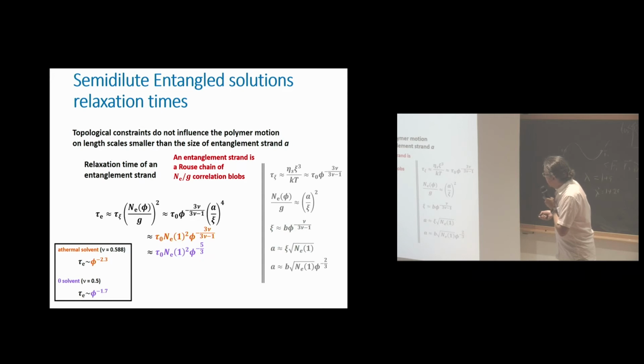To have this dependence, we then need to further check the concentration dependence of A. In a thermal solvent, it's proportional to xi, but not in a theta solvent, so you see two different cases. In a thermal solvent, this concentration dependence is exponent of -2.3, same as that of the relaxation time of the correlation blob. But for a theta solvent, it's a little bit weaker. Okay, so we don't have the same concentration dependence.